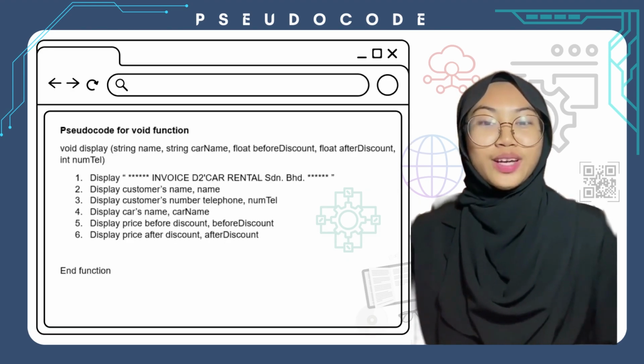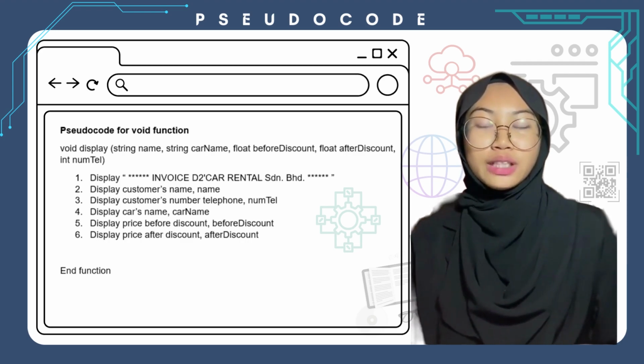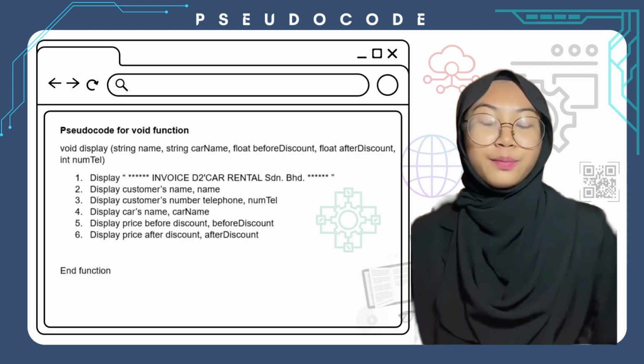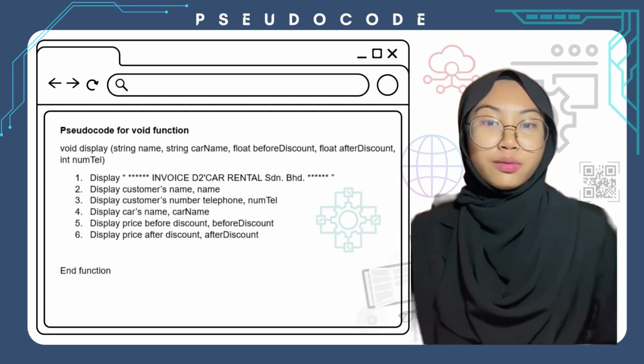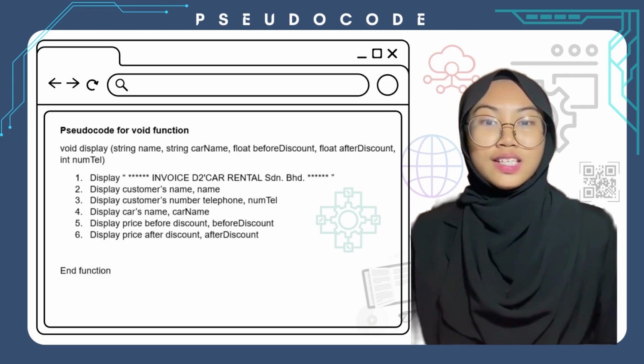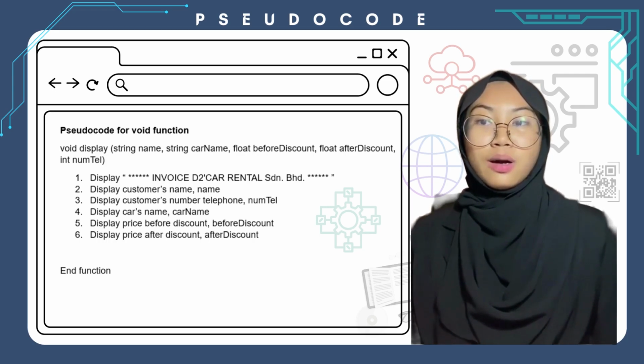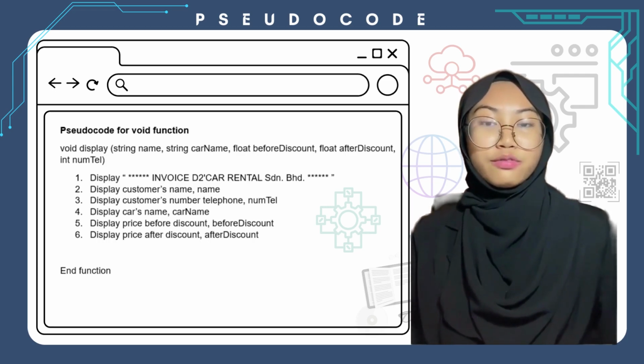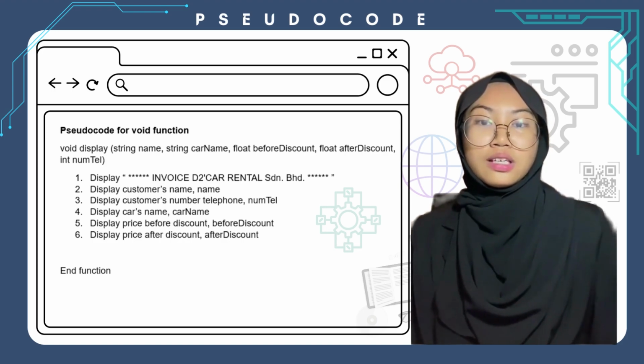Last but not least, I'm going to explain the pseudocode for the void function. The first line will be displayed on the output. The second line until the fourth line will be taken from the information input by the customer. Lines 5 and 6 will be taken from the calculated price before discount and price after discount from the main function and the car payment function. So that's all for the pseudocode from me.